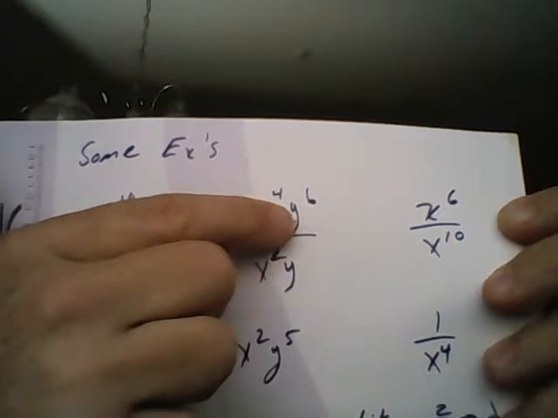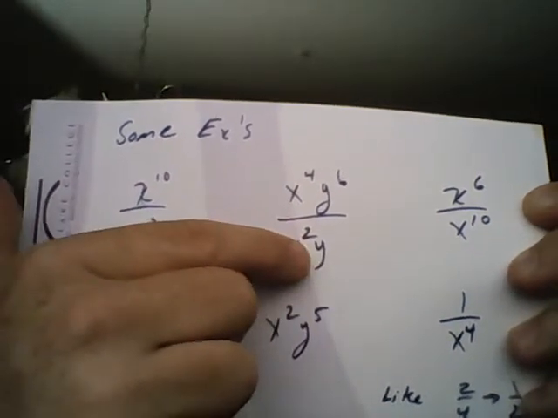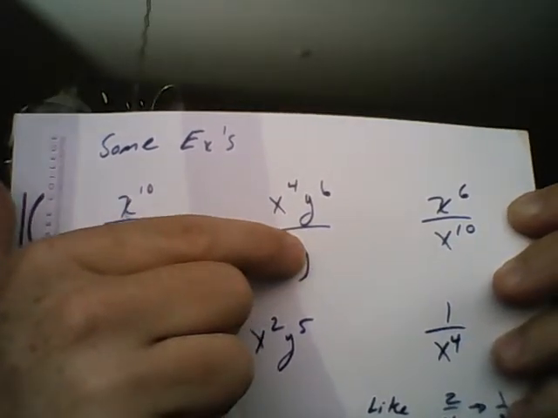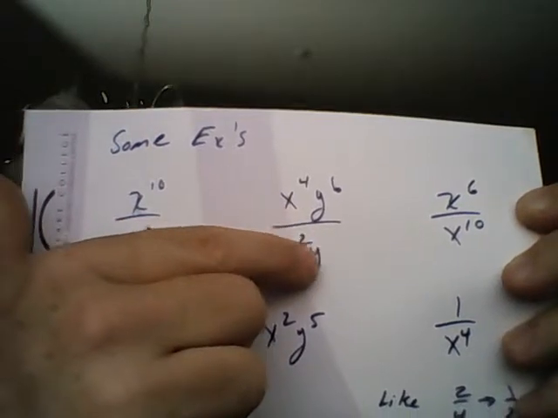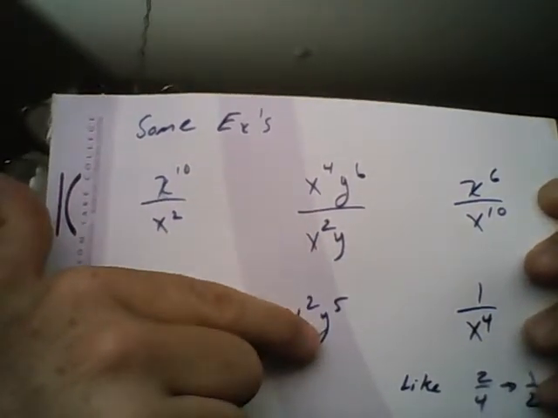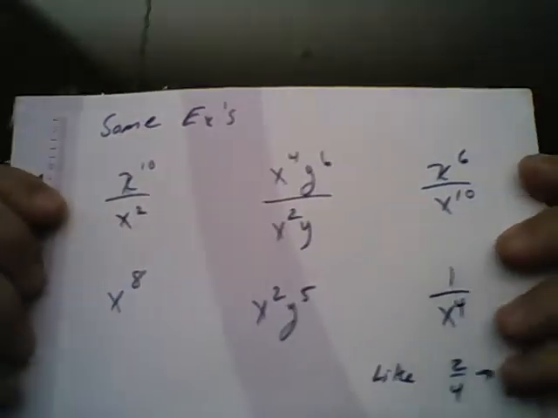The second one is 6 factors of y on the top and just 1 factor of y on the bottom. You remember, we don't have to put a 1 there as our exponent. And so that will leave us with 5 factors of y on the top. Now let's take a look at this last one.